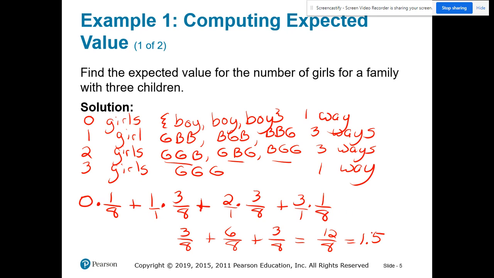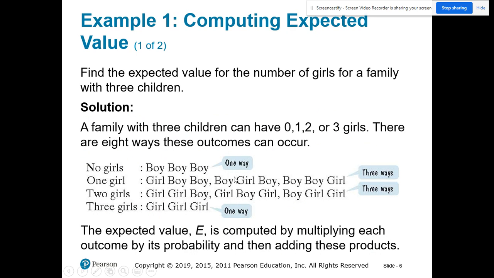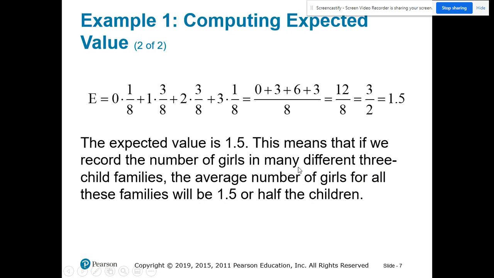Well, if we're looking at a million families that have three children, you can expect 1.5 of the children to be girls. You can't have 0.5 of a girl, but in other words, about half, which makes sense. If we record the number of girls in many different three-child families, the average number of girls for all of the families will be about half of the children.